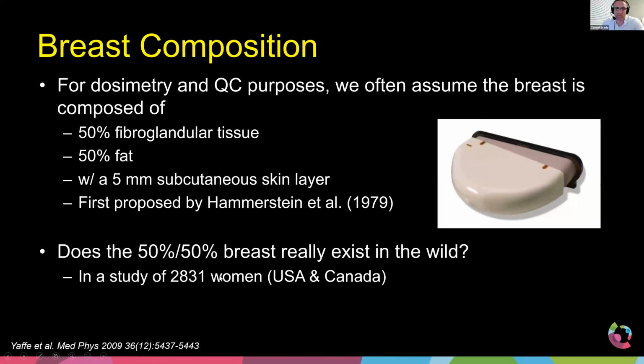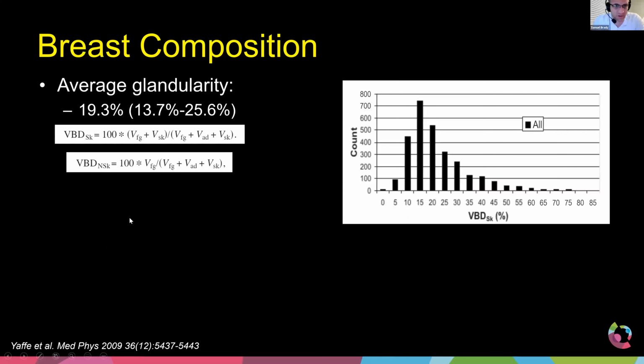But what about glandularity? So in a separate study of 2,831 women, this was US and Canada, so once again, a more Western population, they also looked at 191 CTs. I don't know if Thailand has this, but there are dedicated CT scanners of the breast, and we have some of those here in the US. So it's not a CT of the body, it's actually a CT of the breast itself. All right, I'm sorry, I misspoke here. Total of 2,831, 2,640 mammos, just shy of 200 CTs of the breast.